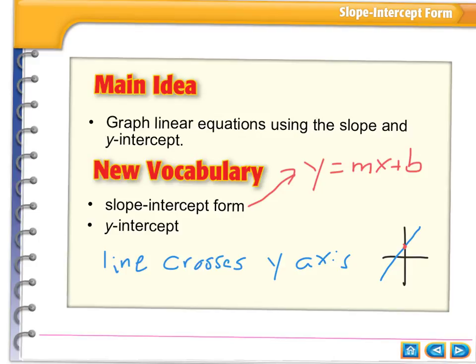So this is slope-intercept form, where m is the slope and the b is the y-intercept. M is the slope and b is the y-intercept, which again is the point where the line crosses the y-axis. Any questions on this one? This slide?